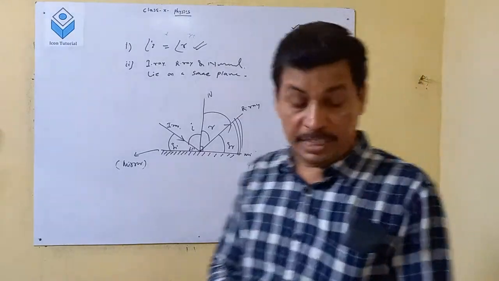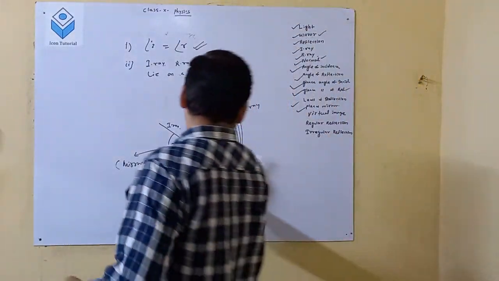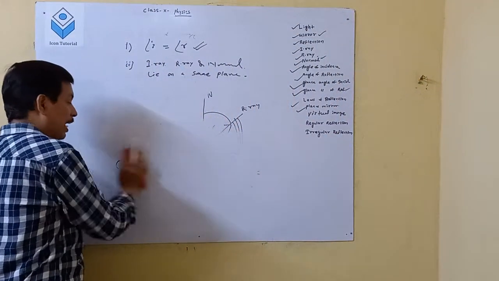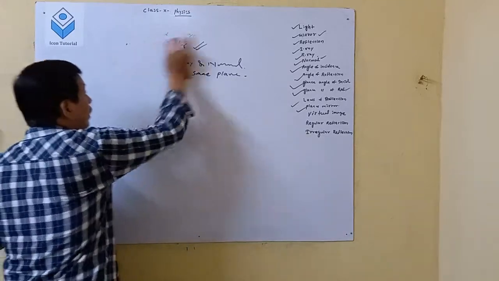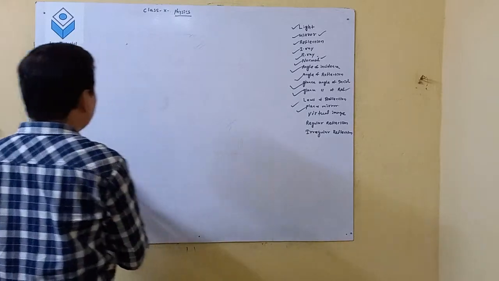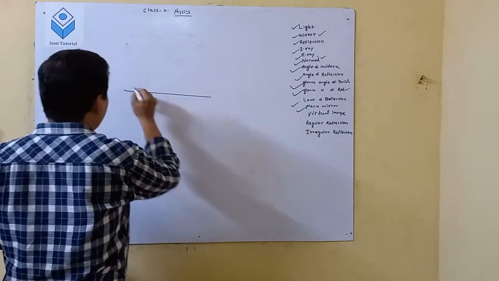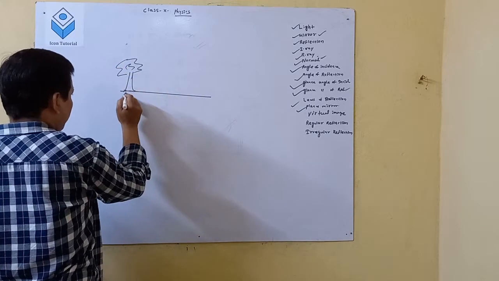Okay. So in a plane mirror, what happens? In a plane mirror, normally the image is formed, and that image is a virtual image. What is this? Virtual image. Look here, I'm drawing my picture. Suppose this is a tree.